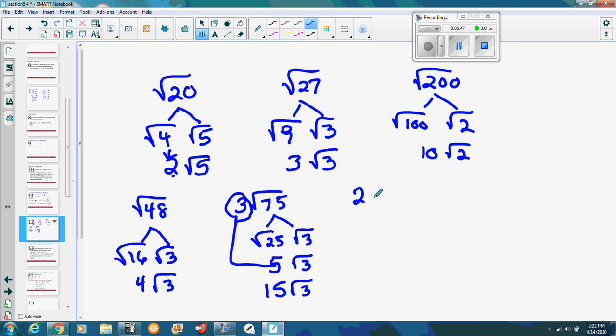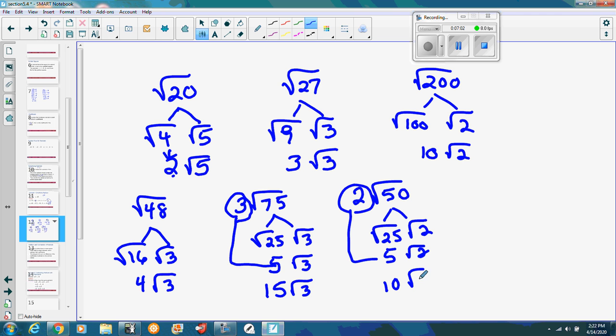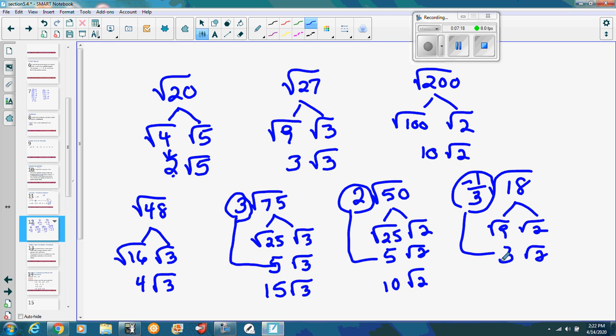So let's say I have 2 radical 50. So again, I simplify radical 50 to radical 25 radical 2. This is 5 radical 2. And again, at the last minute, when I write my answer, I multiply those two, and I get 10. And it doesn't matter, even if it's negative, even if it's a fraction, I do the same thing. So this would have been 9 and 2, which would have been 3 radical 2. Then I multiply these two, which is negative 1, so I just write negative radical 2. Okay, so that's simplifying the radical.